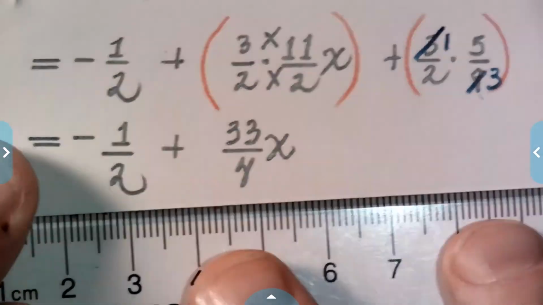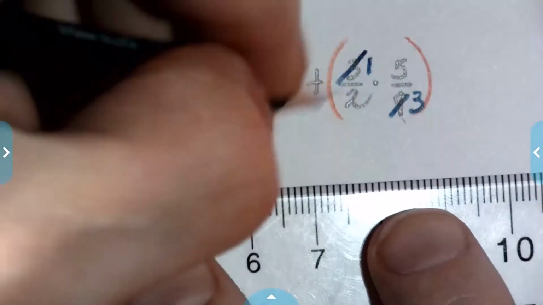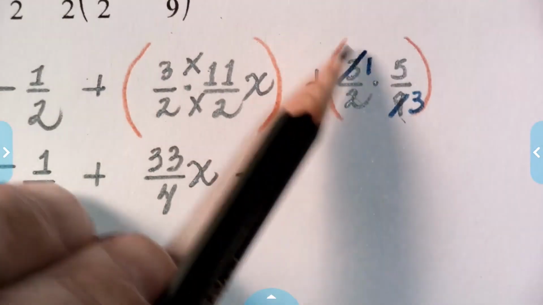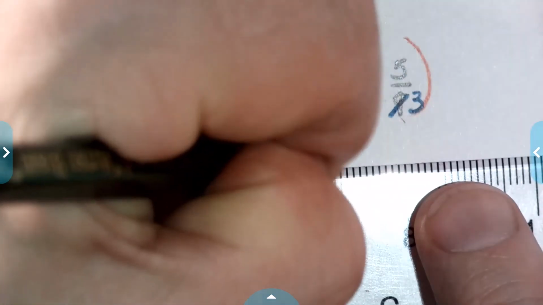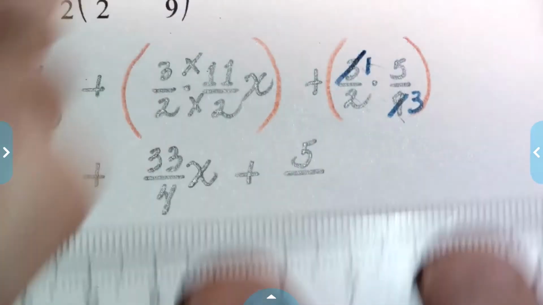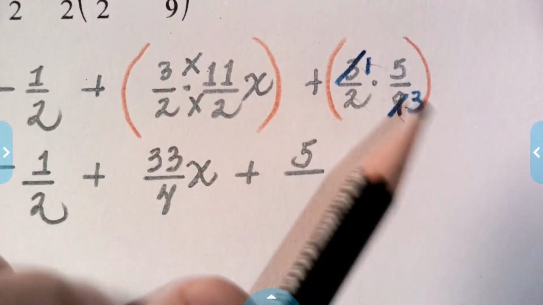All right, and now we're going to do this one, plus. So our simplification made everything easier. 1 times 5 is 5, over 2 times 3 is 6.